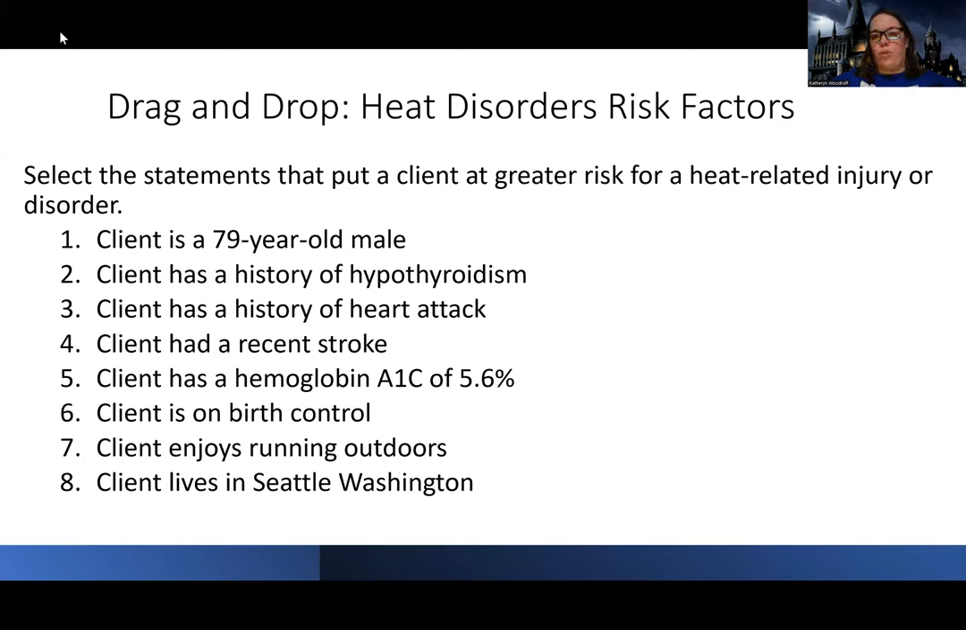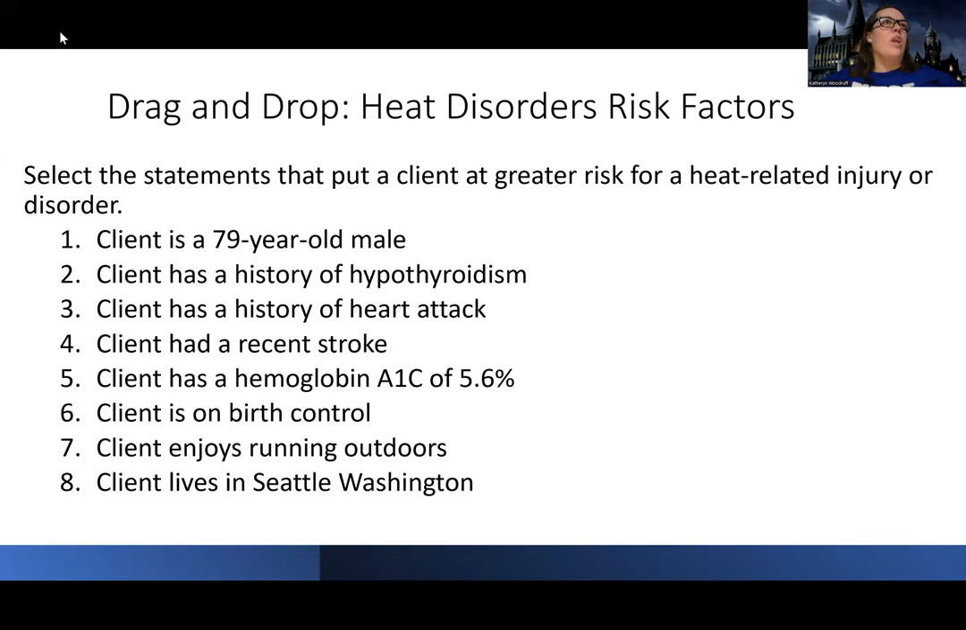Client is on birth control. Birth control does put you at risk for multiple things, but one of them is not heat-related disorders, not directly. Client enjoys running outdoors. Now we have to think about non-modifiable factors like history and medications, but there are also environmental factors that can affect your risk for heat-related disorders. Does enjoying running outdoors put you at risk? It can, not necessarily as much for heat stroke, but if you like running outdoors, you're going to be more likely to have heat cramps or possibly heat exhaustion if you like to run very far.